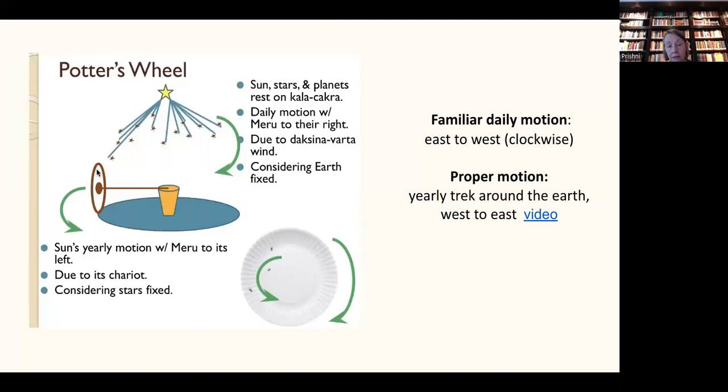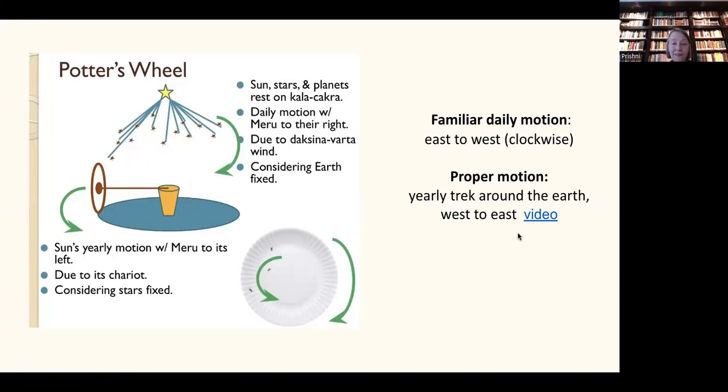So now in the proper motion, you're going to see Sumeru is going to be to the sun god's left because he's going this way, right? Here it's to his right because he's going that way. And so this takes a year for the sun. For the sun, it's a yearly trek as it goes through.